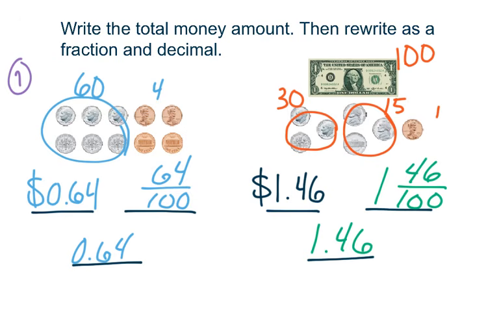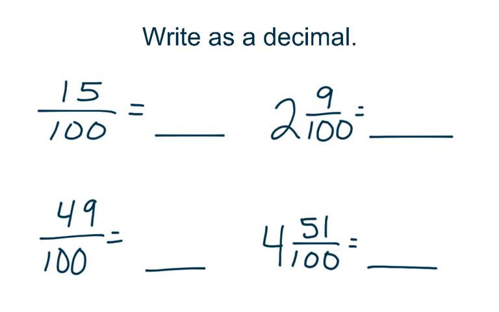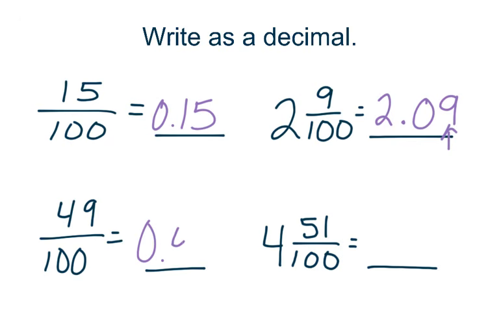All right, the next thing that we're going to do is I want you to take these fractions or mixed numbers and write them as decimals. So this should be pretty quick. All right, I have 15 hundredths, so I'm going to write that as 0.15. 2 and 9 hundredths is going to be 2. And remember, my 9 needs to be in my hundredths place, so I need a 0 in my tenths place. 49 hundredths is going to be 0.49. And then I have 4 and 51 hundredths, so 4.51.